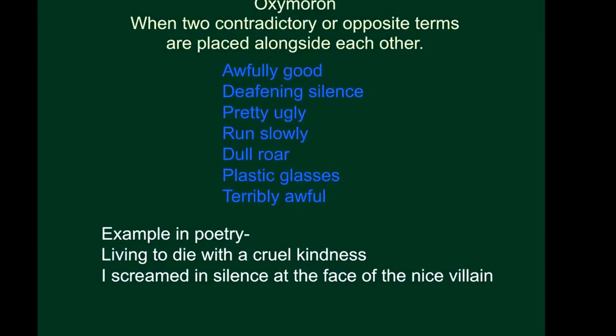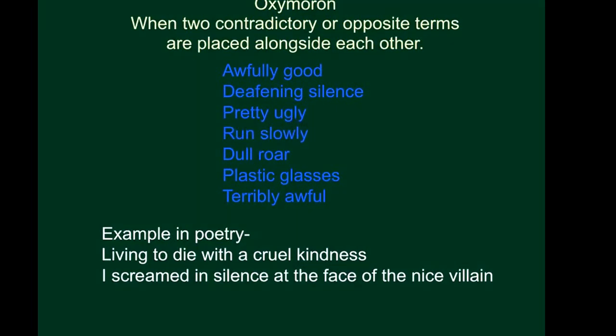Oxymorons are really, really fun to use, and they're usually two contradictory things or opposite terms that are placed alongside each other. For example, it could be something like awfully good, or deafening silence, or pretty ugly. That's an interesting one. Run slowly. Now, all these, like awfully means bad. Good obviously means good. Deafening, so it's like really, really loud. Silence, so you can't really have loud silence. Although deafening silence does give you an example of how it was so quiet that it was almost deafening because it was just awkwardly silent.